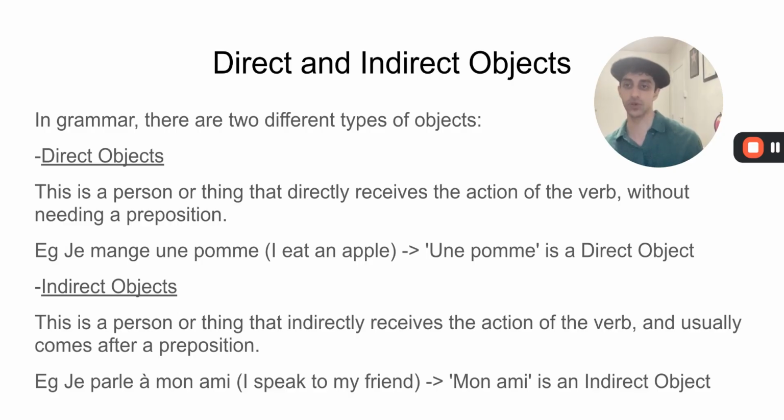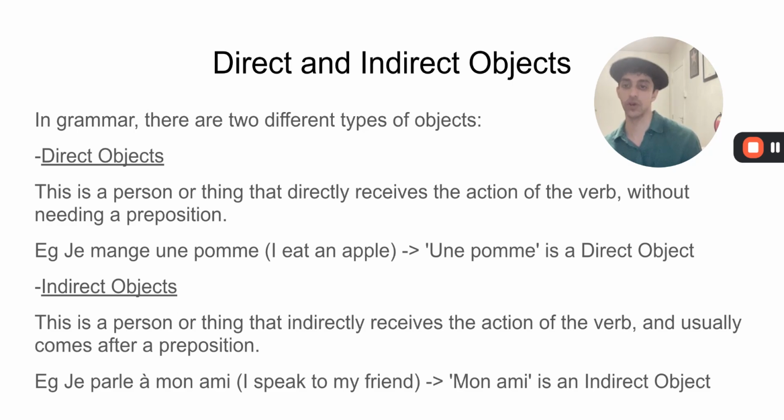So the first type is called a direct object. And this means a person or thing that directly receives the action of the verb. And these would not have a preposition in front of them, either in English or in French. For example, if you were to say in French, je mange une pomme, meaning I eat an apple, une pomme is a direct object. Because une pomme, or an apple, is the thing that's directly being eaten. It's the recipient of the action of the verb. And you can see that it doesn't come after a preposition either.